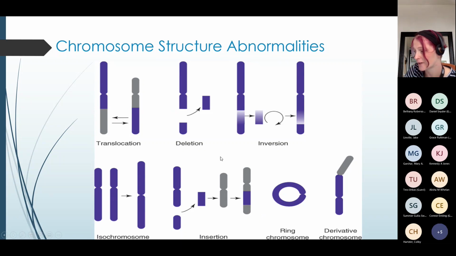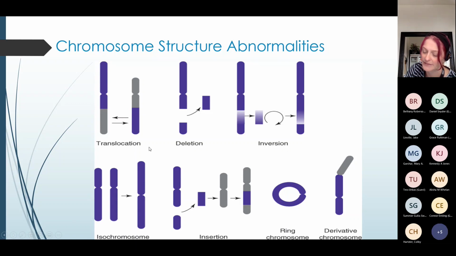Maybe it got deleted from one and found its way inserted into another, which would essentially be a translocation. But that's okay. Well, not necessarily a translocation. I lied. You could have a ring chromosome where the telomeres get deleted off, and then the chromosome ends fuse together. And then a derivative chromosome can be where it's essentially newly derived. Maybe there was a translocation. These translocated chromosomes are now the derivative chromosome.